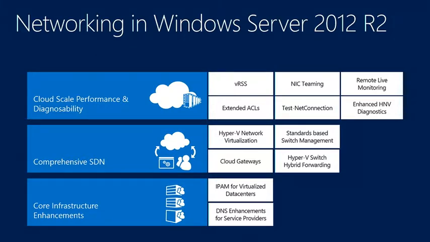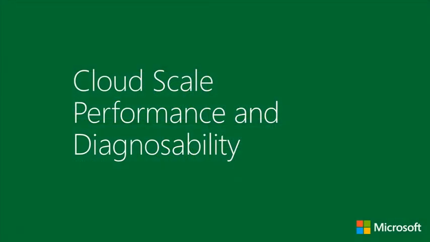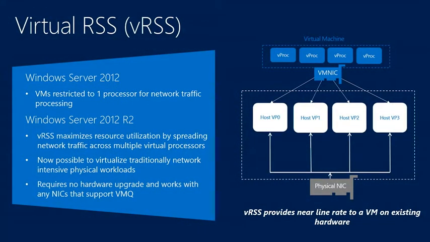Network virtualization, some changes there. We have an inbox site-to-site cloud gateway. So that's an inbox capability that we have in the operating system now that's been added. And we've made some minor enhancements to IPAM for virtualized data centers. And I'll talk about those things as we get further along. So first off, the first bucket is cloud scale and performance diagnosability.